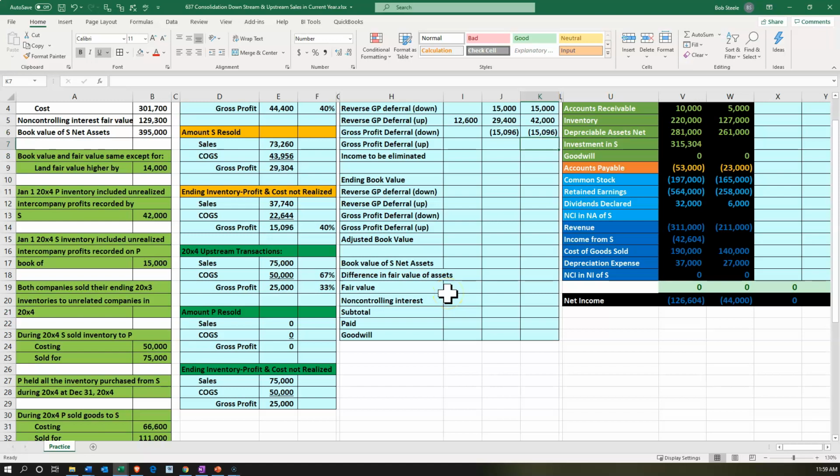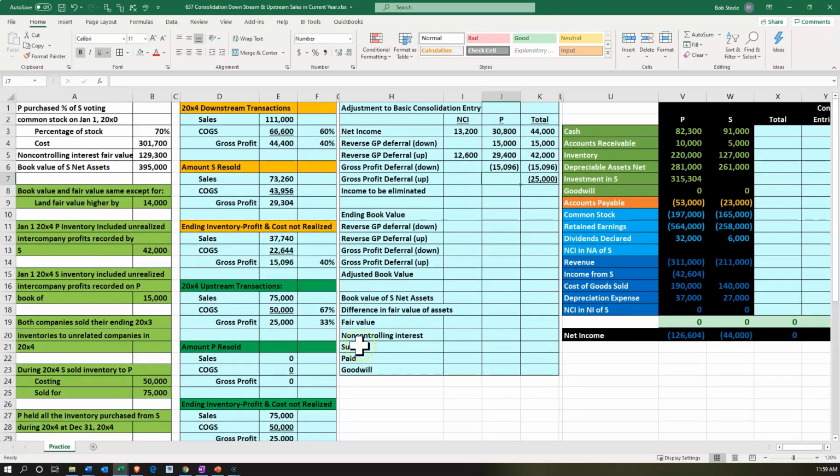So the 25 for the up is going to be the negative of that 25,000, making it a negative number. This time it is broken out between the parent and subsidiary, the 70-30 split. So this is going to be that times the 70. And then I'm just going to subtract them out this time: this minus this, or the 30%, however you want to think about it. And that'll be the 25,000.